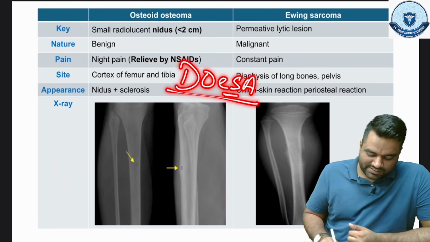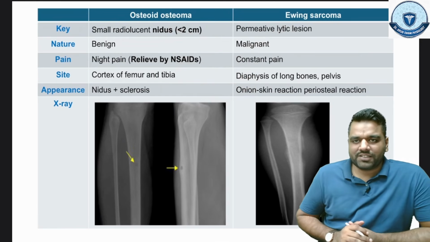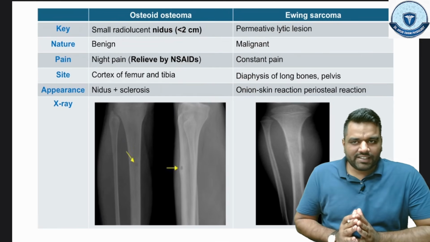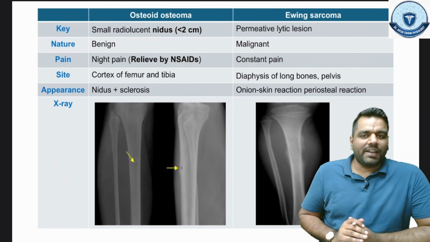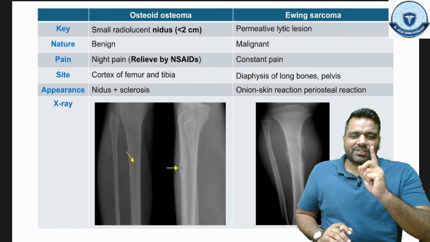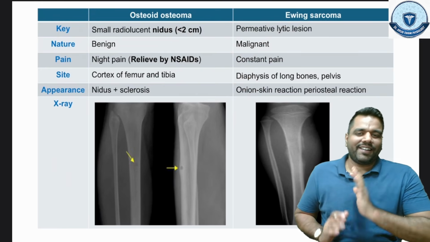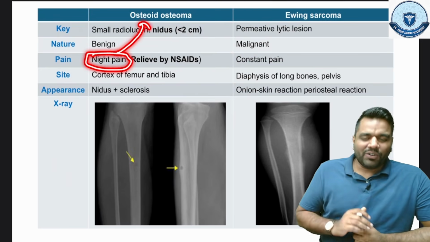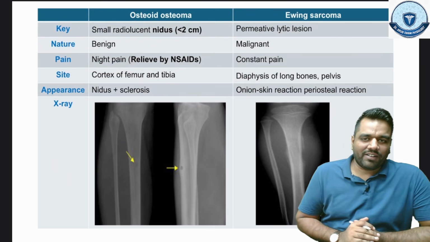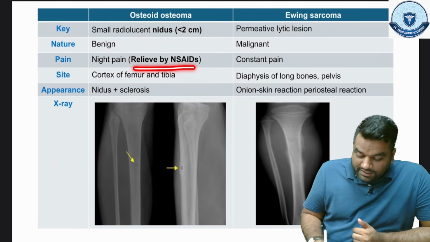So this is Ewing sarcoma and this is osteoid osteoma, right? Please pay attention. Both are in the diaphyseal area, but osteoid osteoma is the benign condition and Ewing sarcoma is malignant. There is only one tumor which gives the night pain condition, and this tumor is osteoid osteoma, right? And this night pain is always relieved by the NSAID.